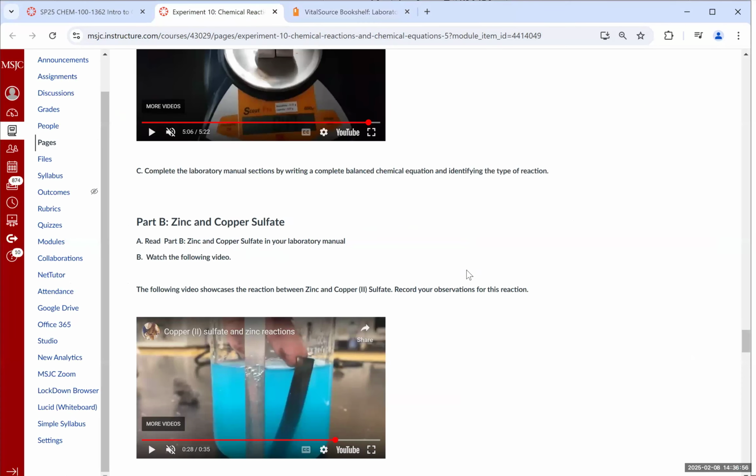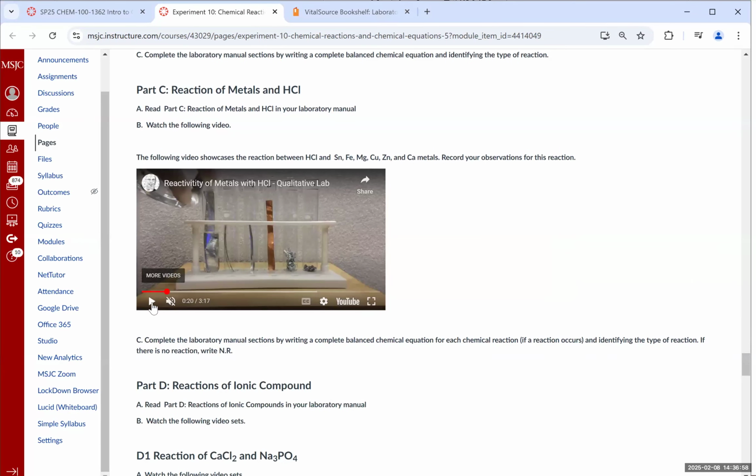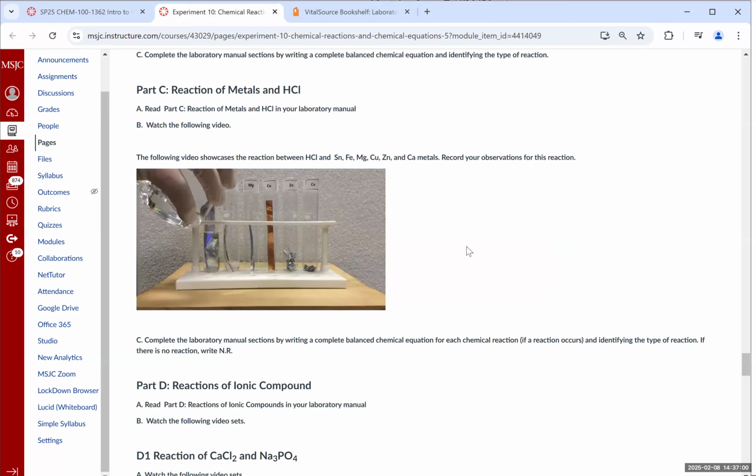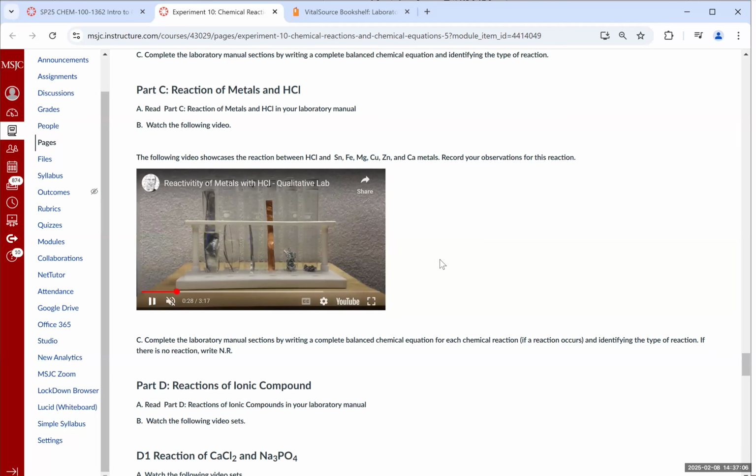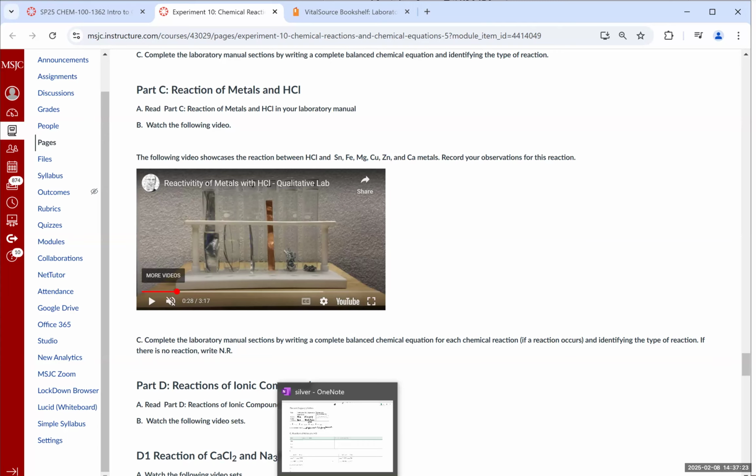Okay, so here's our video. In this case, there are a range of different metals. So we have tin, iron, magnesium, copper, and they also have zinc and calcium. We're only going to focus on the metals that are important to us for this experiment. So let's write down our observations.